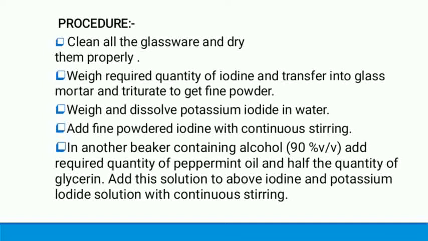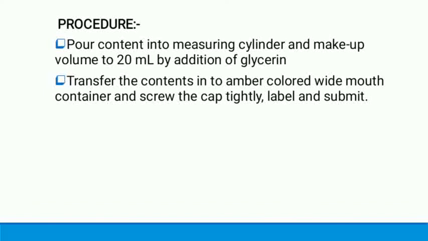Further, you are going to pour this content into a measuring cylinder and make up the volume to 30 ml. Sorry students, that is a typing error, it has to be 30 ml. So with the help of glycerin you are going to make up the volume to 30 ml and not 20 ml. And finally you are going to transfer the content to an amber colored wide mouth container, screw the cap tightly, label and submit it. So this is the procedure.